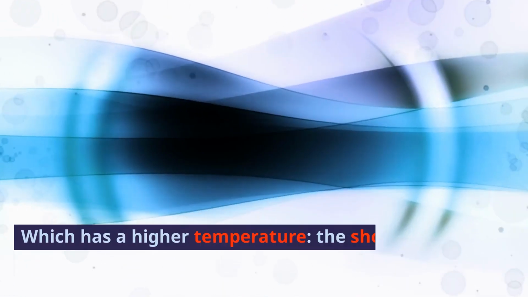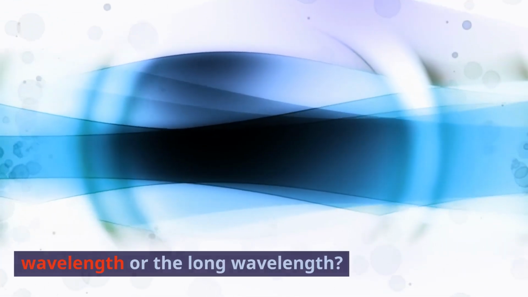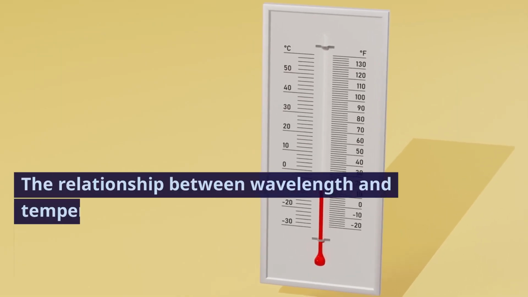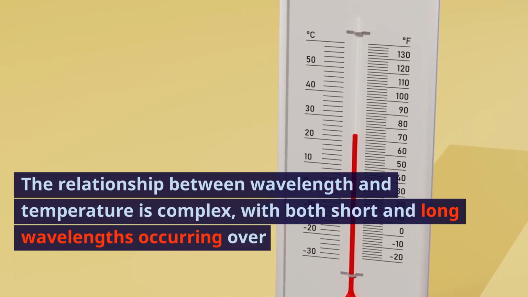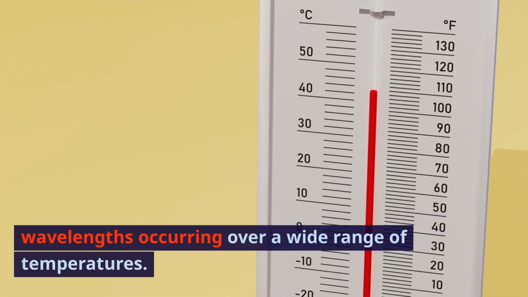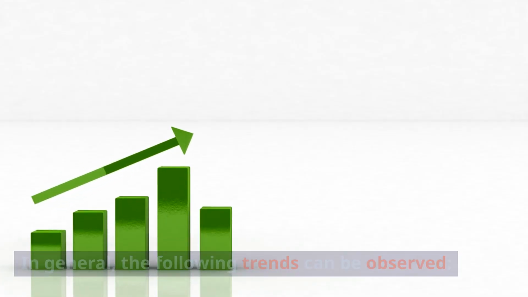Which has a higher temperature, the short wavelength or the long wavelength? The relationship between wavelength and temperature is complex, with both short and long wavelengths occurring over a wide range of temperatures. In general, the following trends can be observed.